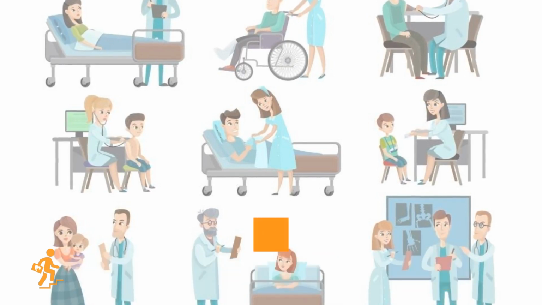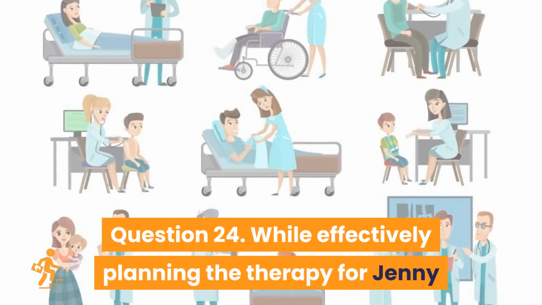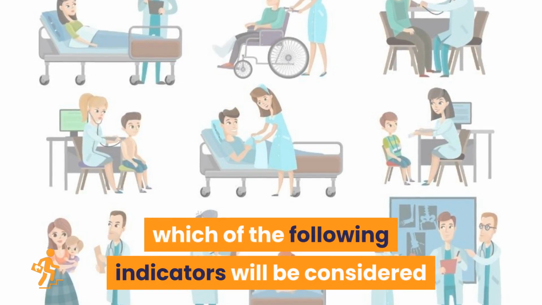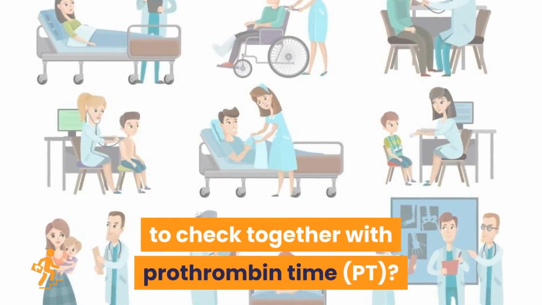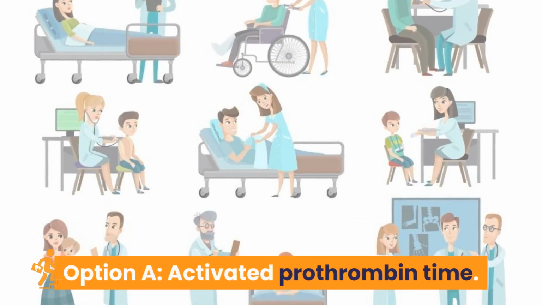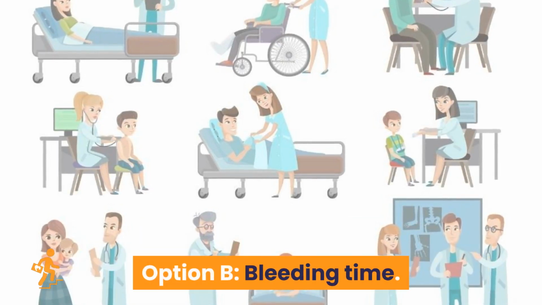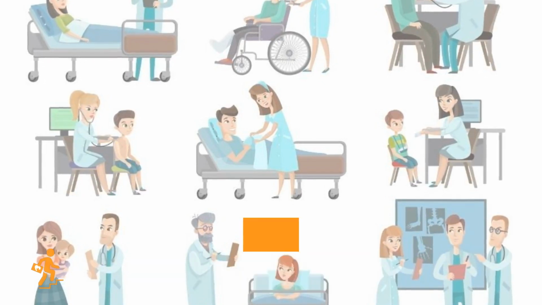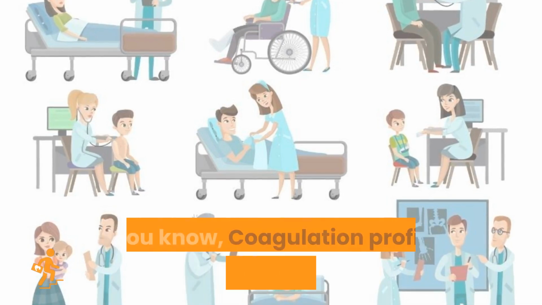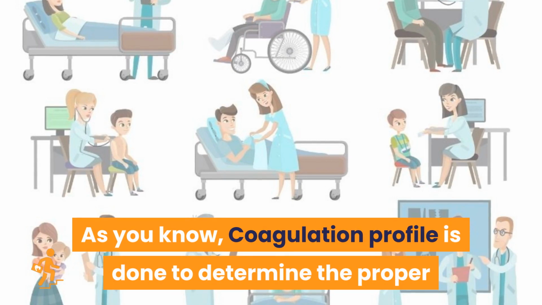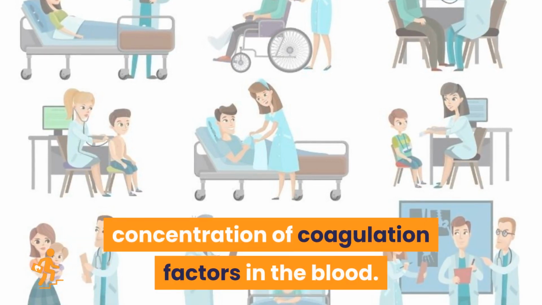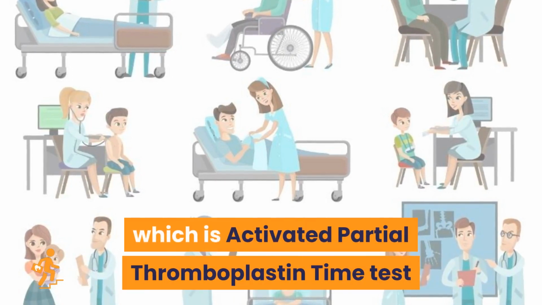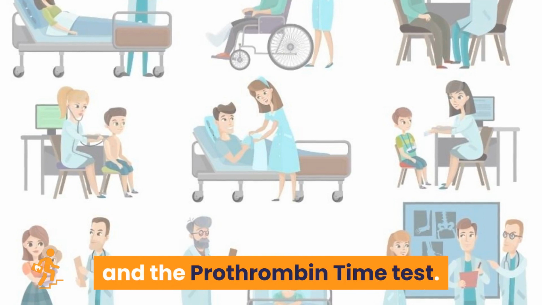Question 24. While effectively planning the therapy for Jenny after postpartum hemorrhage, which of the following indicators will be considered to check together with prothrombin time, PT? Option A, activated prothrombin time. Option B, bleeding time. Option C, thrombin time. Option D, INR. Answer is option A. Activated prothrombin time. As you know, coagulation profile is done to determine the proper concentration of coagulation factors in the blood. This includes two tests, which are the activated partial thromboplastin time test and the prothrombin time test.